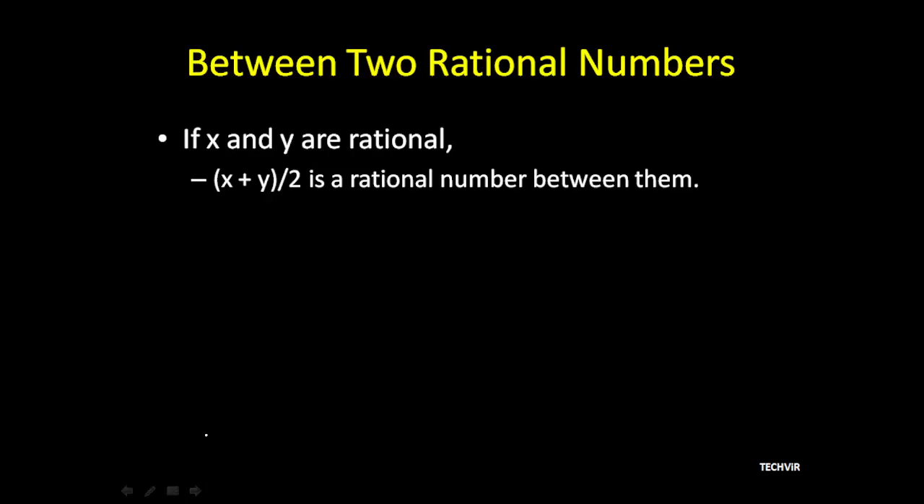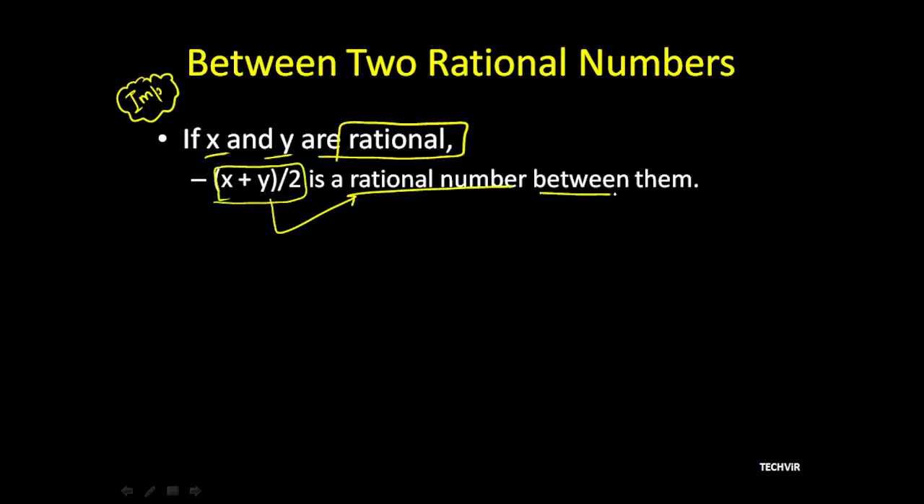Okay, see, next, this is a very important result. What this statement says, see, if x and y are rational numbers, then (x plus y) by 2 is a rational number between them. You need to take care of the words written on this slide. If x and y are rational numbers, then what does (x plus y) whole divided by 2 represent? It represents a rational number between them.